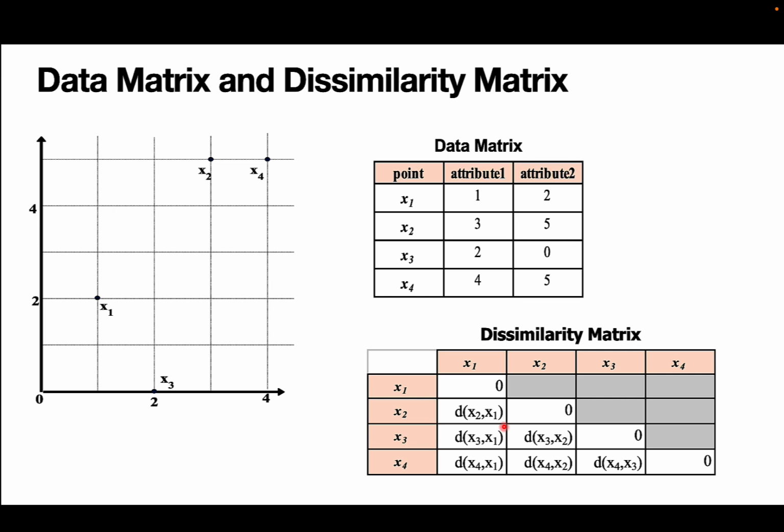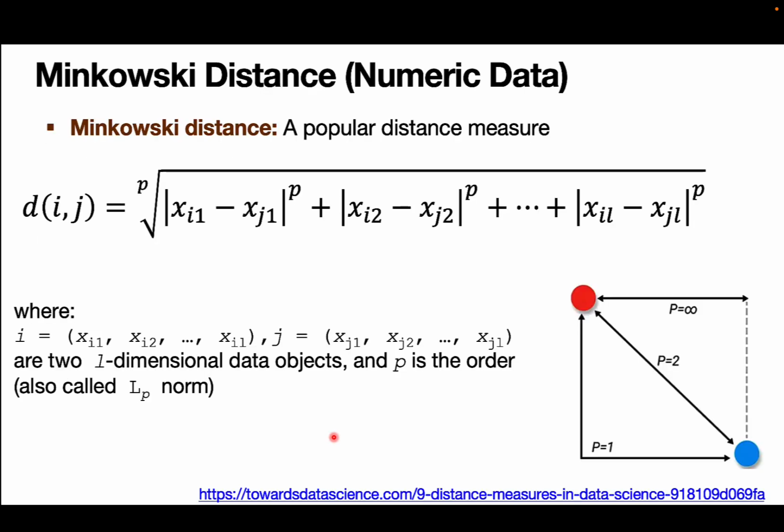those entries. A class of measures broadly called the Minkowski distance measures, or the Lp norms, computes the pth power of the absolute values of their differences, summed up, and then takes the pth root. Some popular p-values are 1, 2, and infinity, but p equals 2 is the most popular.